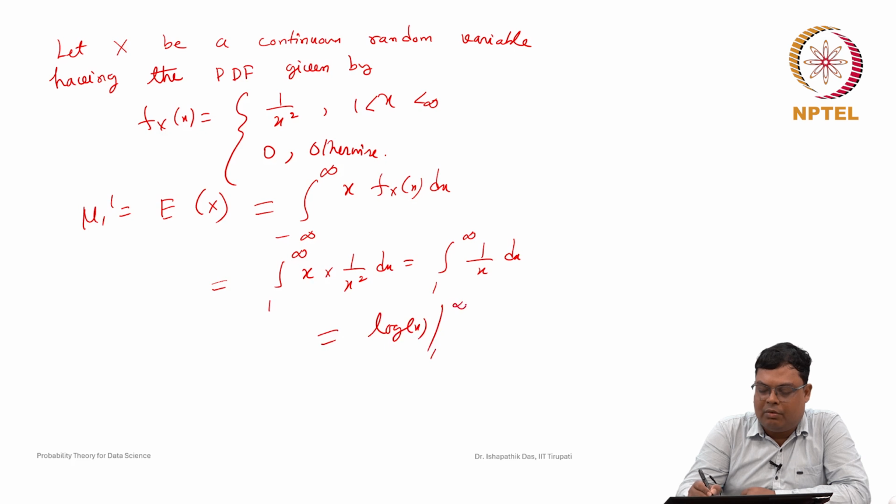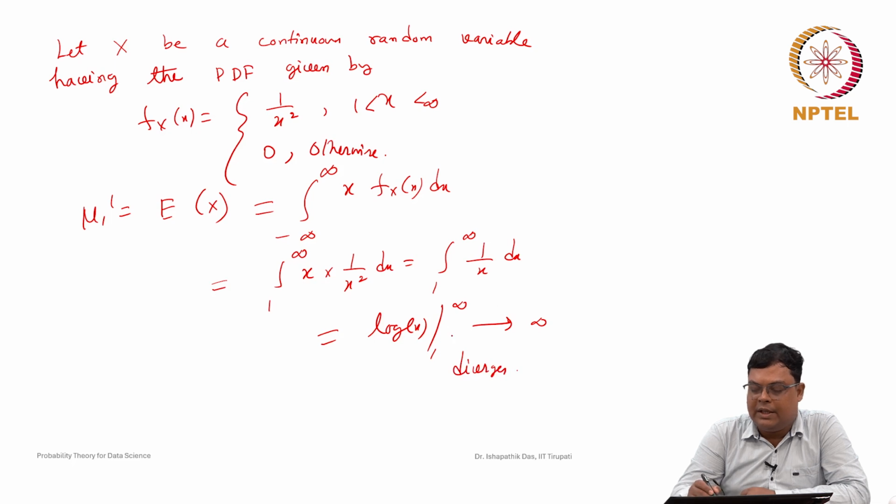If you evaluate from 1 to infinity, as x goes to infinity, this is actually divergent, not convergent. So, in this case also you can see that the mean does not exist finitely. As the mean does not exist, higher order moments also will not exist here.